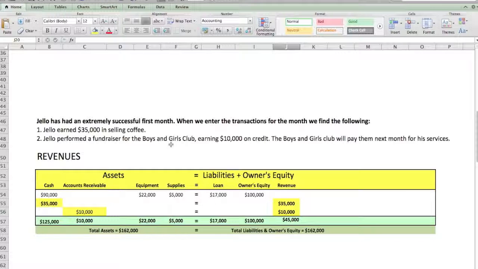Then for the fundraiser, you actually haven't received the cash. You've earned the cash but not received it. This means we should track it separately. Since we got no cash, we still have an asset. They owe us money. So we'll start a new type of account, accounts receivable. A lot of times this is shortened to AR. That's the abbreviation for it. But for now, we'll keep it fully written out.